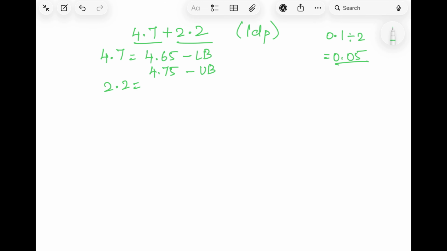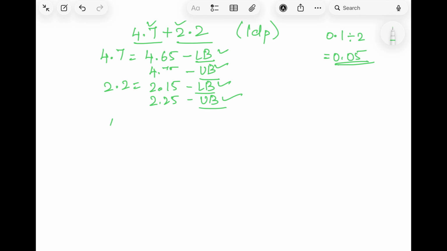Similarly, for 2.2, again we will subtract 0.05 from 2.2 so that we get the lower bound. So what is the lower bound? 2.15 is the lower bound and 2.25 is the upper bound. Now the lower bound and upper bound for both the numbers are ready. As I told you, in addition we add the lower bounds together and we get the lower bound of the addition, and we add the upper bounds together and we get the upper bound of the addition.